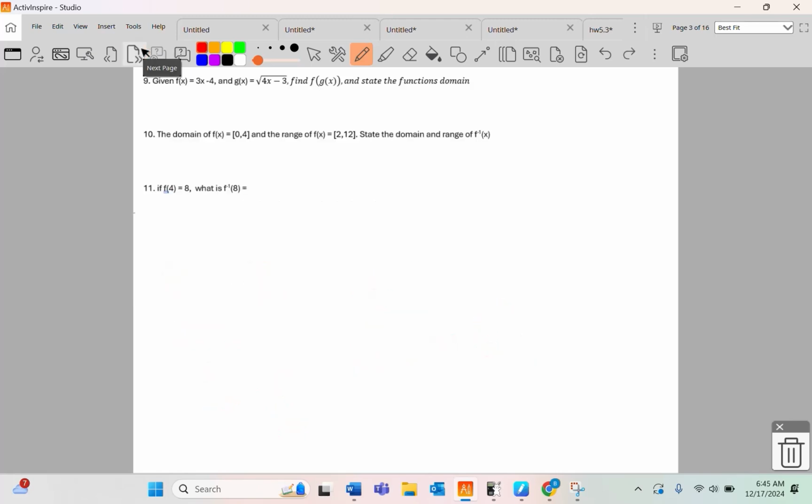9, given f of x is 3x minus 4 and g of x is the square root of 4x minus 3, find f of g of x and state the function's domain. So since g of x is the root of 4x minus 3, this is what you're actually doing. You're going to take that root 4x minus 3 and you're going to plug it in for x. Okay, so there's a 3, there's a square root. 4x minus 3 becomes that x. And then there's that minus 4. Don't forget about that guy.